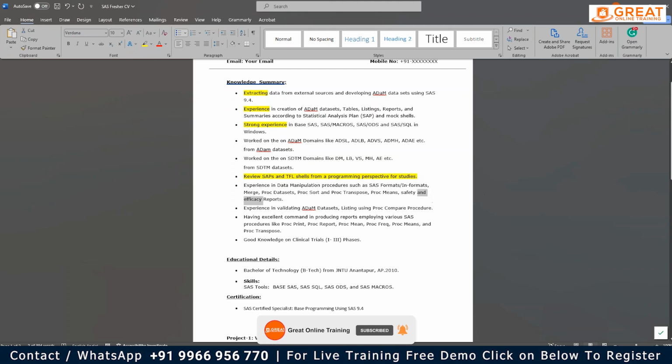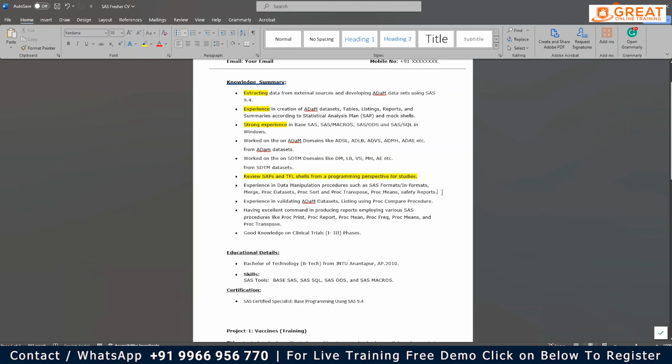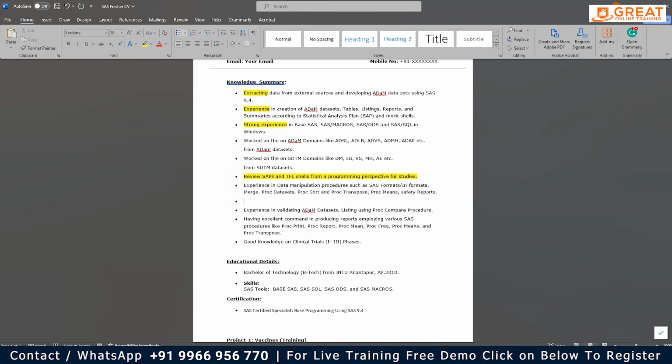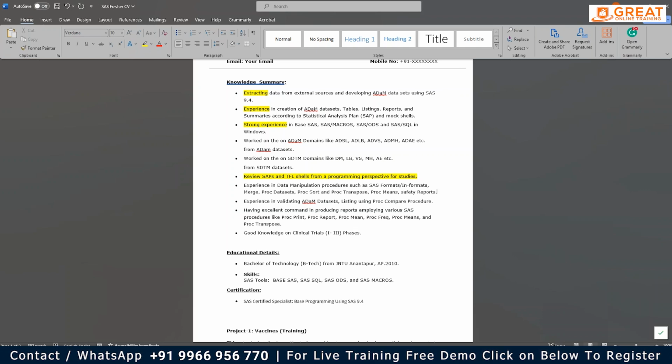Just limit yourself to only safety reports, because efficacy is expected only after 5 to 6 years of experience. At least then they are expecting a little bit of efficacy dataset creation and efficacy reports creation from you. For the time being, they will not expect that much efficacy programming experience. Try to stick to your ground level, saying I have worked on and got exposure to it. Even those particular ADSL, LB, VS, MH, and ADAE are all related to safety domains only. You have participated only in safety reports creation, so try telling that.